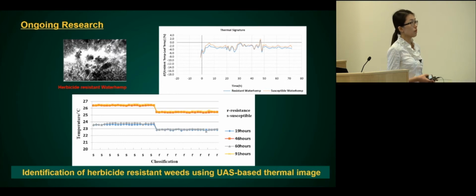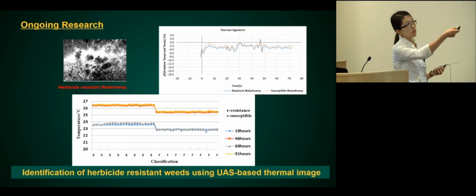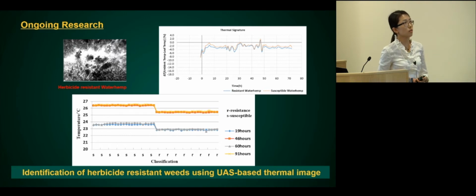The next project is about the identification of herbicide-resistant weeds using UAS-based thermal images. In this project, we have two objectives. The first is to identify the resistant weeds from the susceptible ones. The second is to decide when is the best time to identify the weeds. The resistant weeds and the susceptible weeds show different canopy temperatures in the thermal image, so we can see the thermal signature from that graph. We are using the thermal signature to identify the resistant weeds.